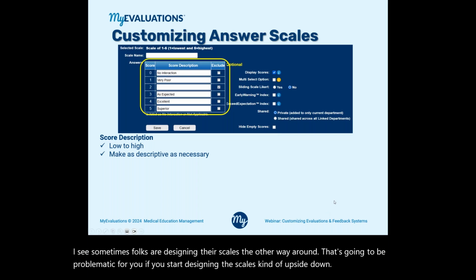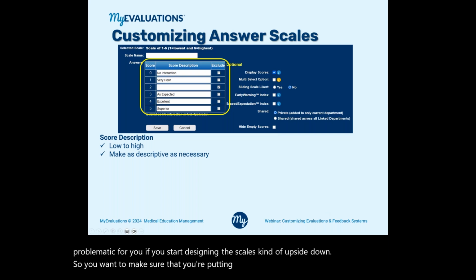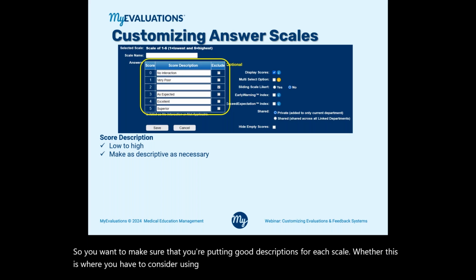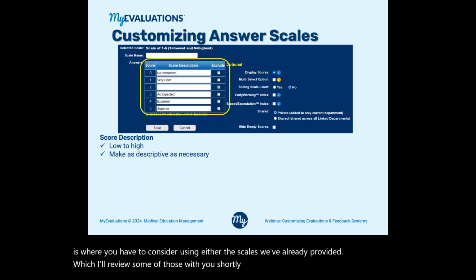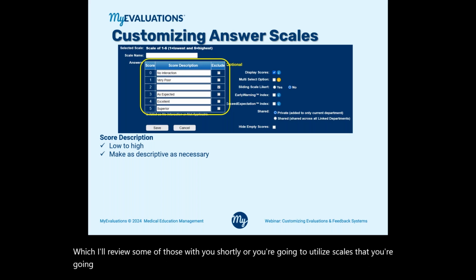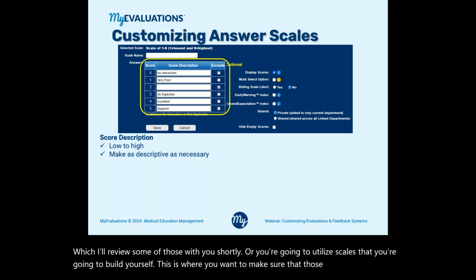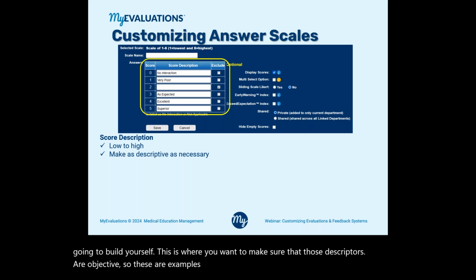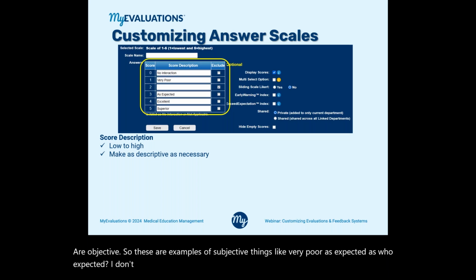So you want to make sure that you're putting good descriptions for each scale. This is where you have to consider using either the scales we've already provided, which I'll review some of with you shortly, or scales that you're going to build yourself. This is where you want to make sure that those descriptors are objective. So these are examples of subjective things like very poor, as expected. Whose expectations? Your expectations are different than my expectations. So you want to be careful with these types of subjective scales.